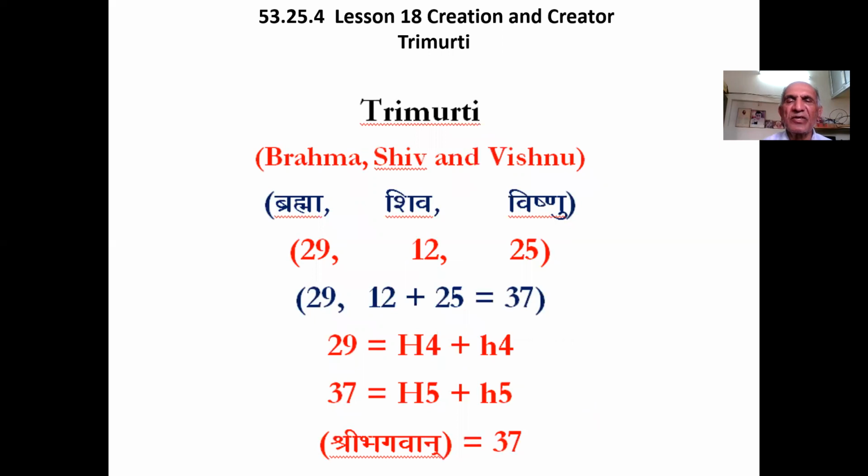This will further take us to the formulation Brahma being of TC value 29, while the formulations Shiv and Vishnu together are of TC value 37. The formulation 29 is the summation value of hypercube 4 of full unit and hypercube 4 of half unit. Likewise, value 37 is the summation value of hypercube 5 of full unit and hypercube 5 of half unit. And value 37 is the value of the formulation Sribhagwan. Lord Krishna participates in the divine dialogue as Sribhagwan.